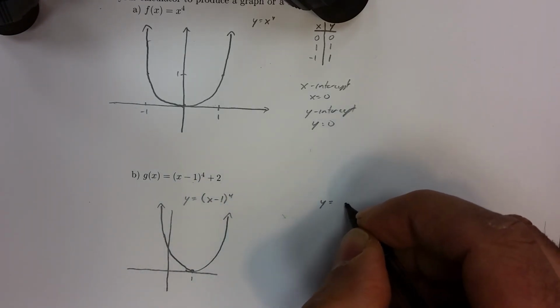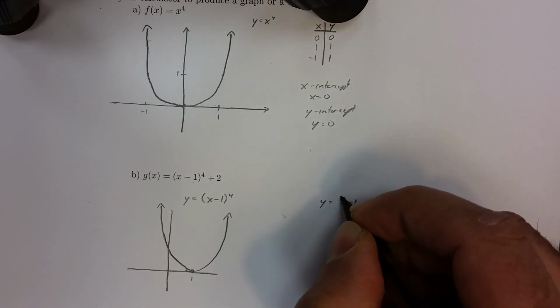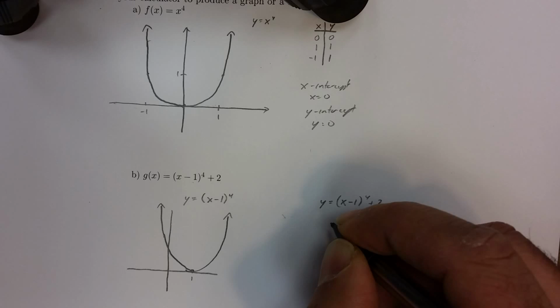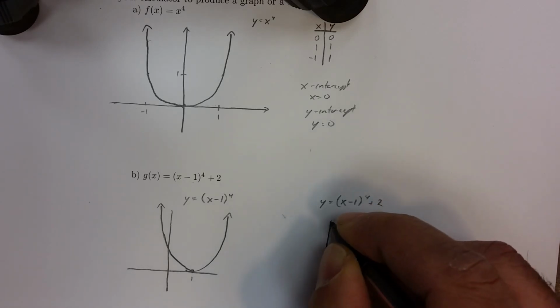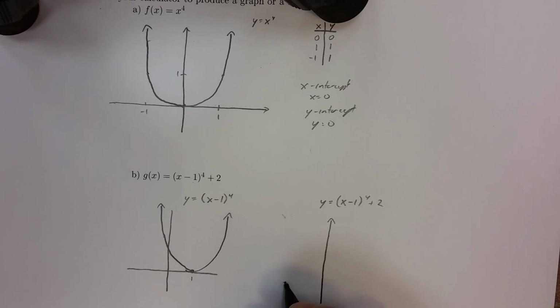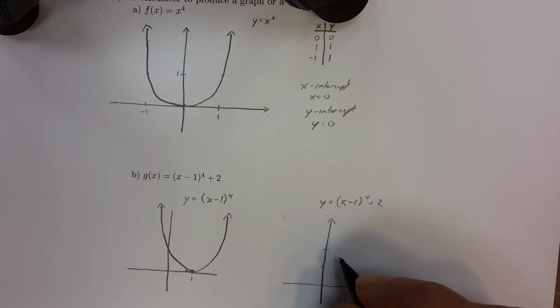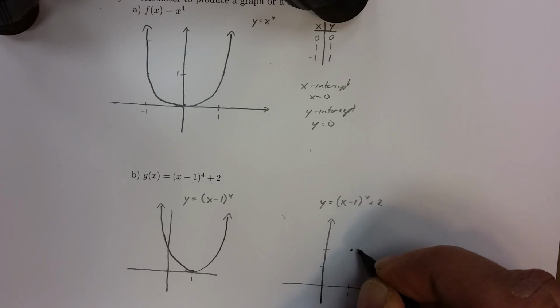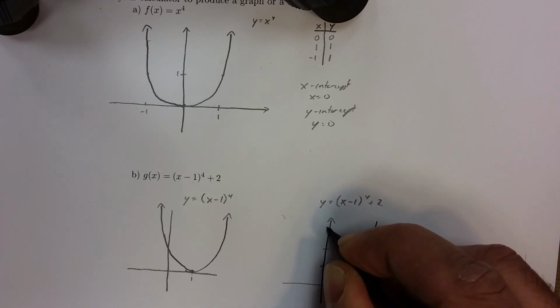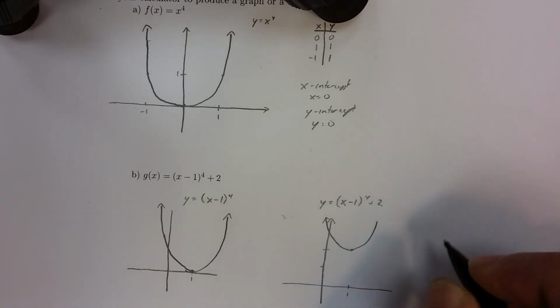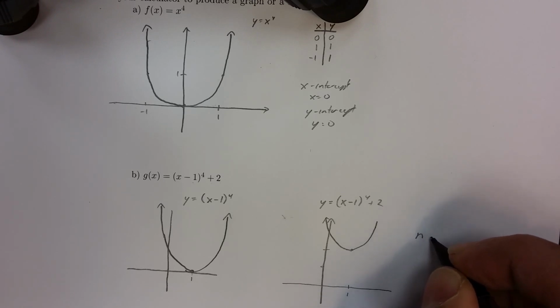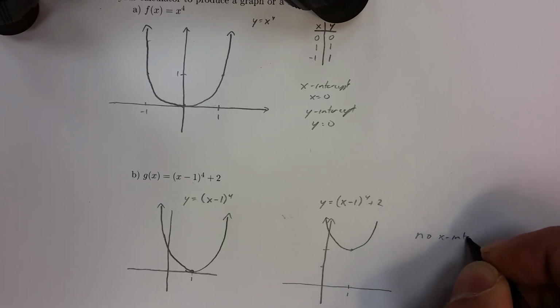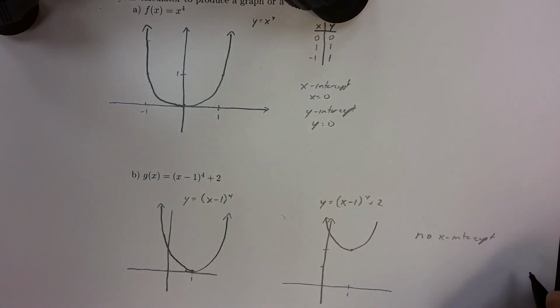So y equals x minus 1 to the fourth power plus 2. We know the plus 2 does a vertical change. It just shifts everything up 2 units. So this point right here goes up 2 units. So there's 1, here's 1, 2. We shift everything up 2 units. We can see from the shape of this picture that this isn't going to cross the x-axis at all, so there is no x-intercept. Can you see that? No x-intercept.